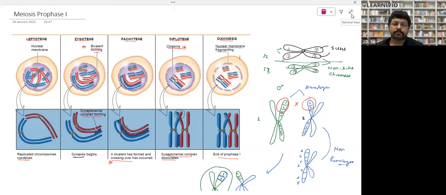Clear or not? Clear? Martin, Shritika? Yes, sir.